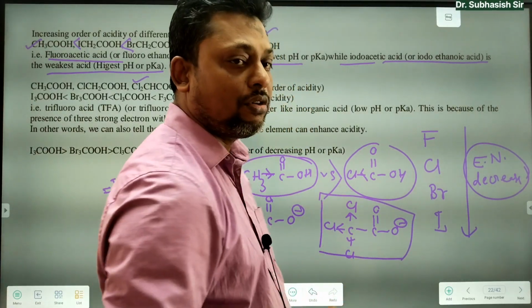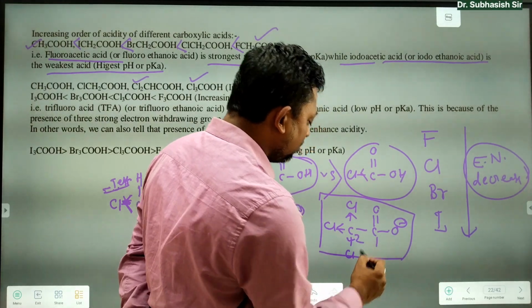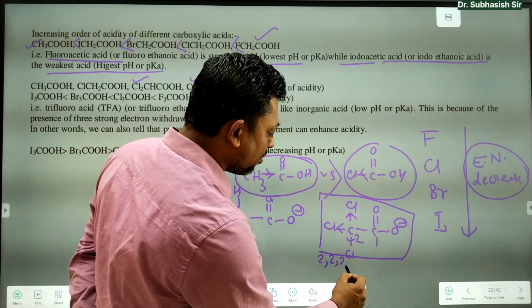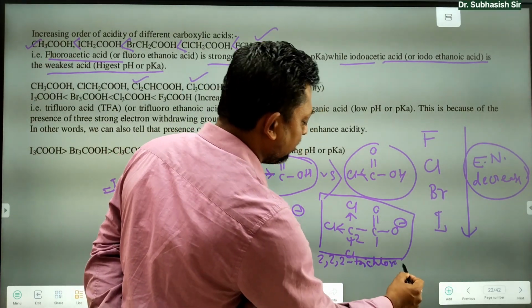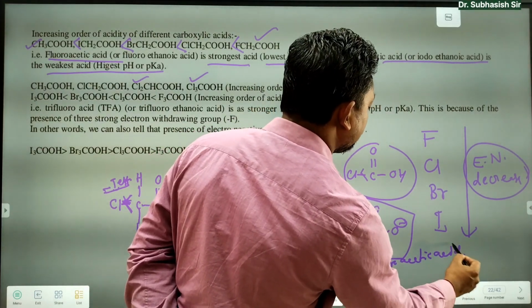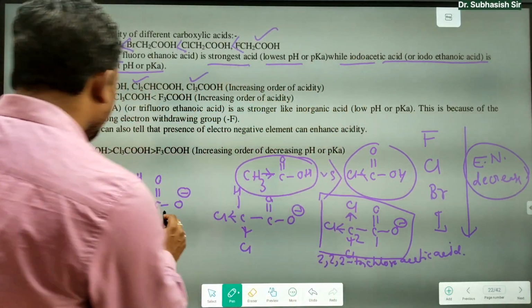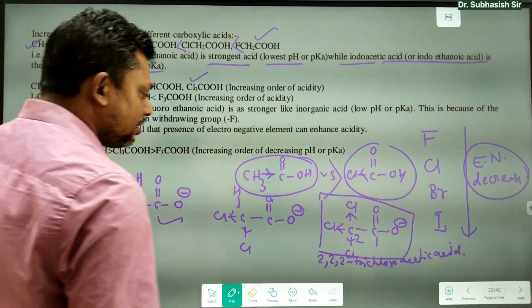If you write the IUPAC name, at the 2 position 3 chlorine is there, so 2,2,2-trichloroacetic acid. This trichloroacetic acid will be an even much stronger acid than monochloroethanoic acid or acetic acid, right?